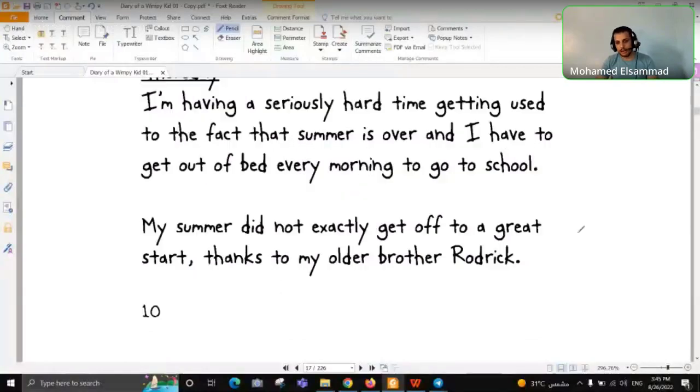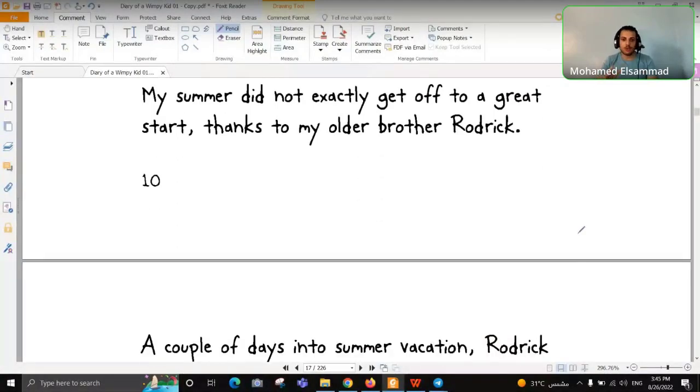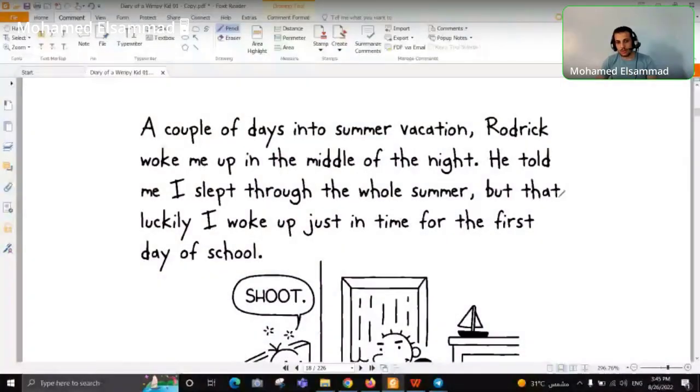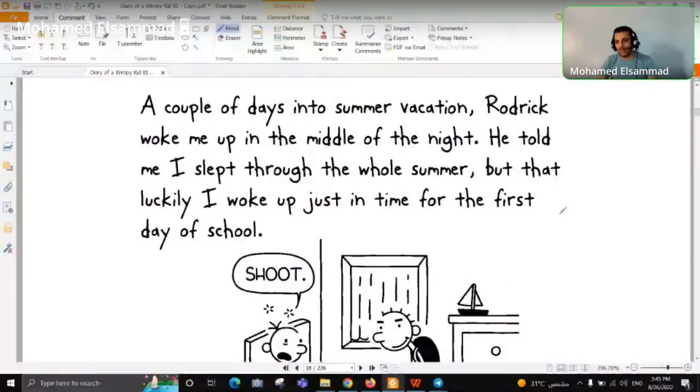have to get out of bed every morning to go to school. My summer did not exactly get off to a great start, thanks to my older brother, Roderick. A couple of days into summer vacation, Roderick woke me up in the middle of the night. He told me I slept through the whole summer, but that luckily I woke up just in time for the first day of school. You might think I was pretty dumb for falling for that one.